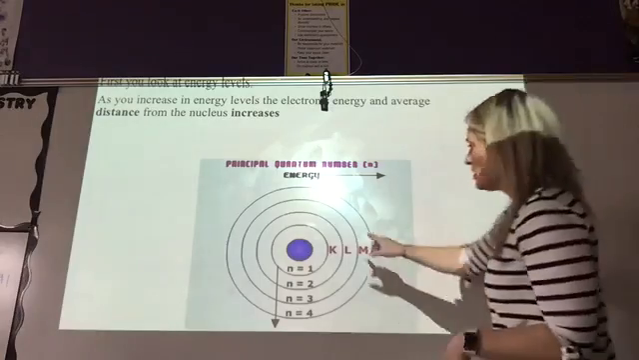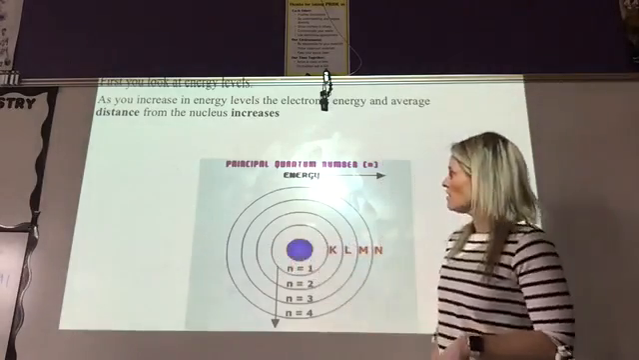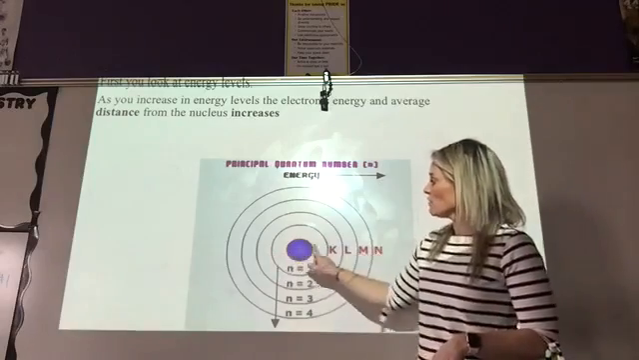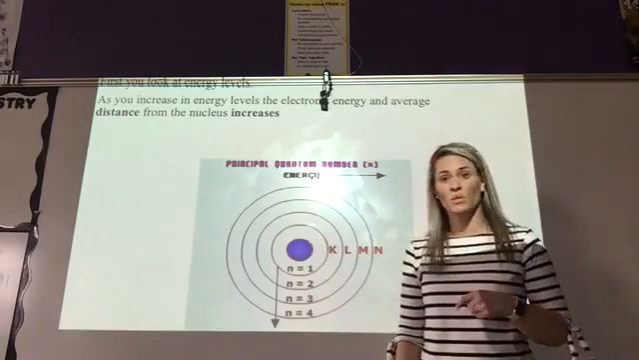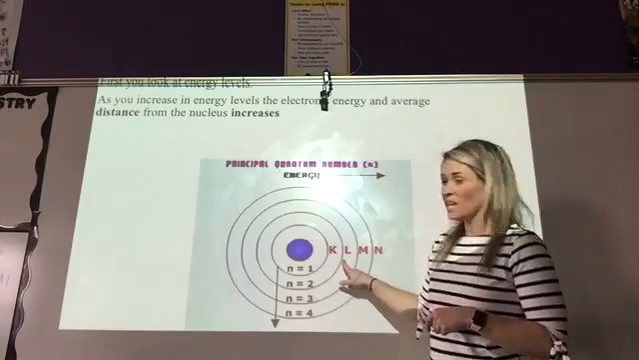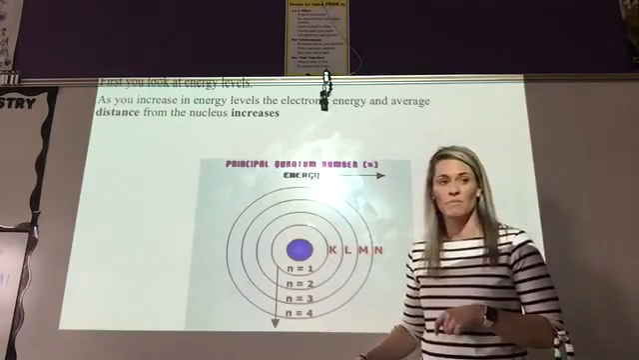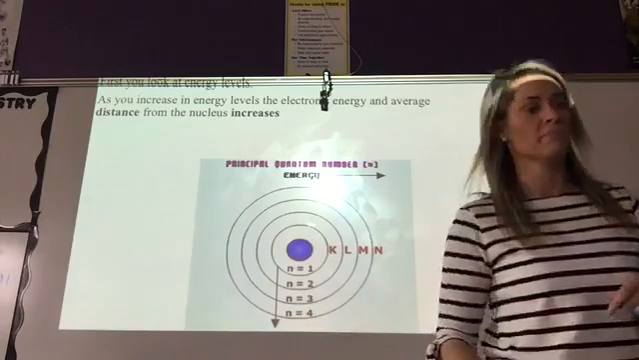Also remember, each energy level is going to have a certain number of electrons that it can hold. The electrons in the first energy level will just typically hold 2. And then it goes 8, 18, and then 32 from then on that they can hold for their maximum energy levels.